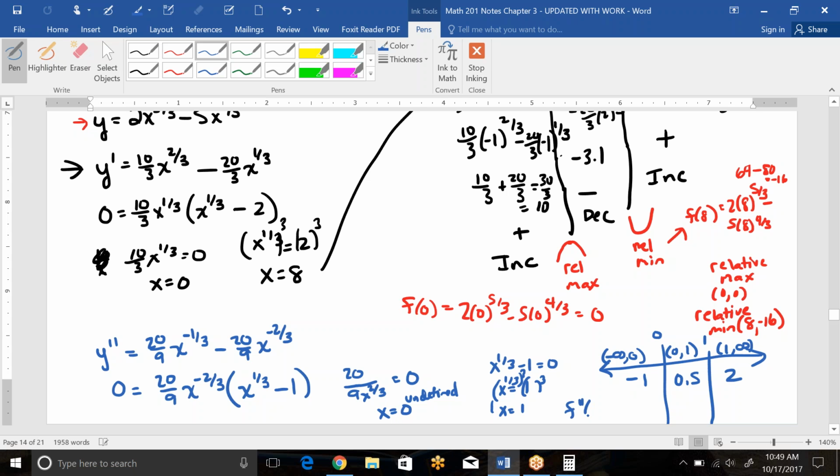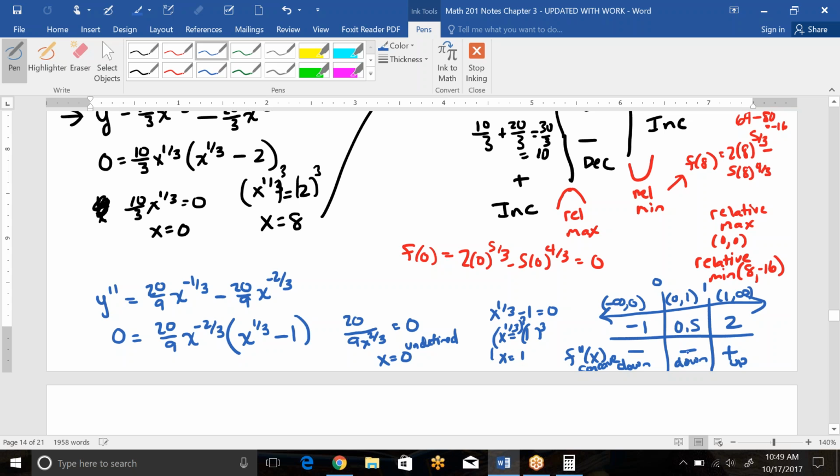We plug those into our second derivative. Now I'm running out of space here, so I already worked this out. I got negative, and then negative, and then I got positive by plugging these numbers into that second derivative. What that means is that we're concave down, and then down again, and then up. A point of inflection only occurs when you change from down to up or up to down. So the only point of inflection is 1.